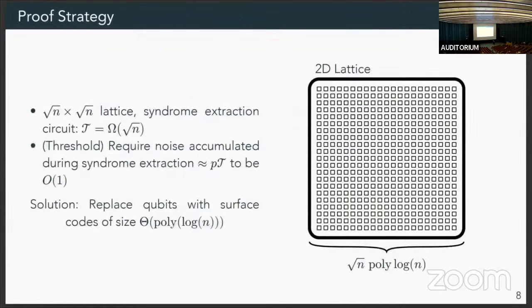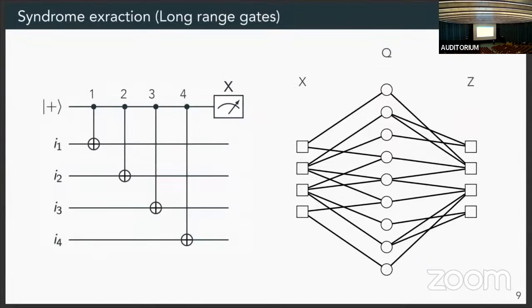So first, I need to construct for you this syndrome extraction circuit. So let me do that. With the long-range gates, the way we do it is, for every check to measure, we're going to introduce an ancilla, do some entangling gates on its support, and then measure the thing. So we just have to schedule the entangling gates.